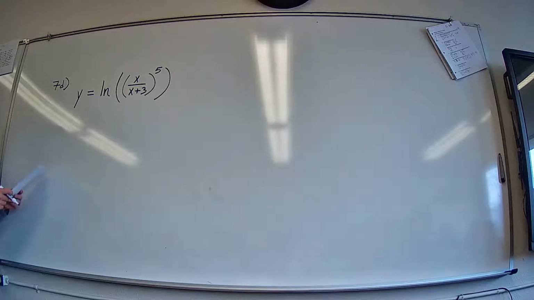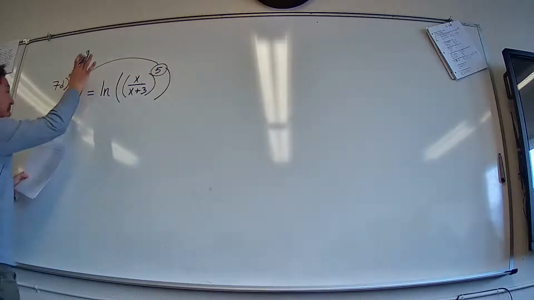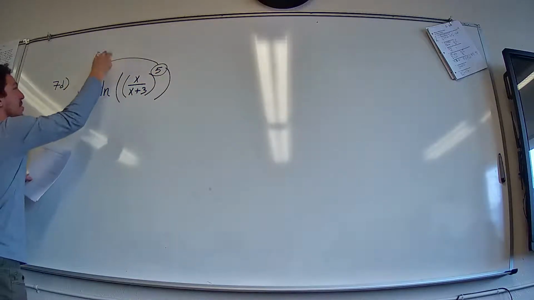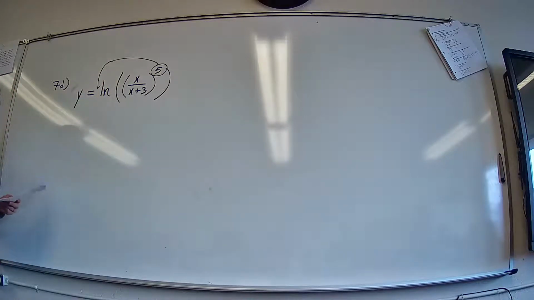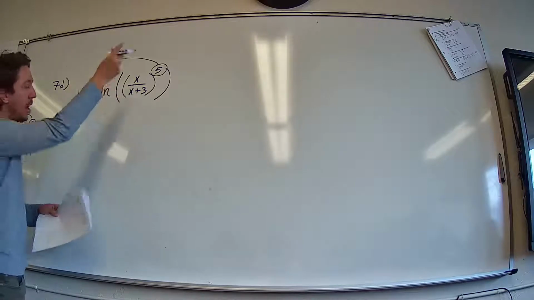What's the first thing you can do if you're thinking of log properties? That 5 can get taken out, and it goes way over. The reason you can do that is because it's of this form: log of a to the b, because a could be a whole expression and b could be a whole expression. If you see it's in that form, the b can come out. In this case, our a is this x over x plus 3, and our b is the 5.